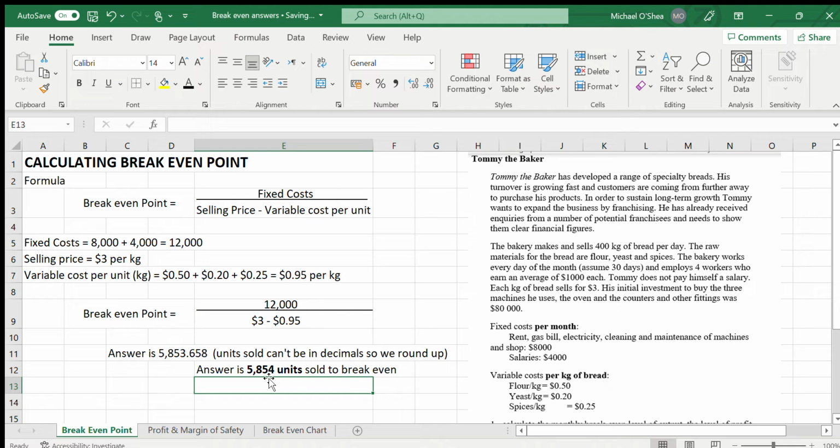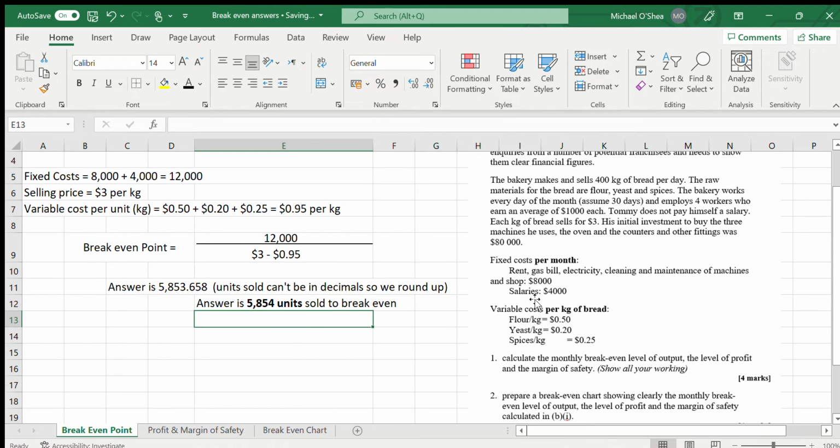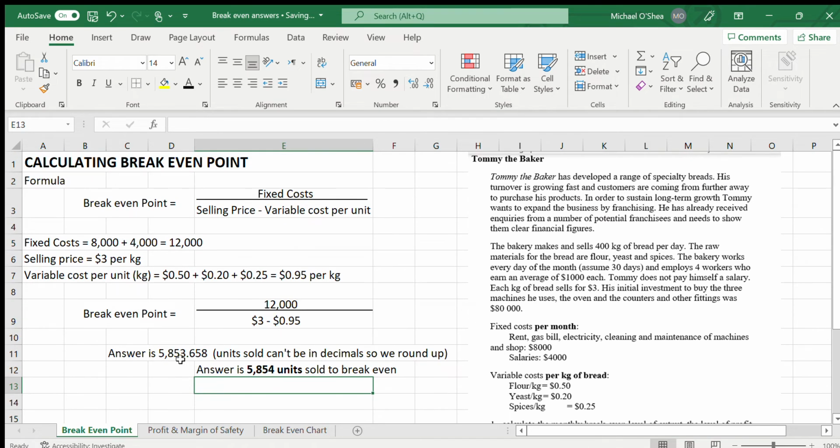The idea is basically that you always round up for break-even point because that way you definitely recover all of your costs by selling that unit. So 5854 units is break-even point, and all I've done is I've remembered the formula and I've used the information that was given to me and just pieced it in there, and I got the answer, and I rounded it up. Okay, that's the first part.